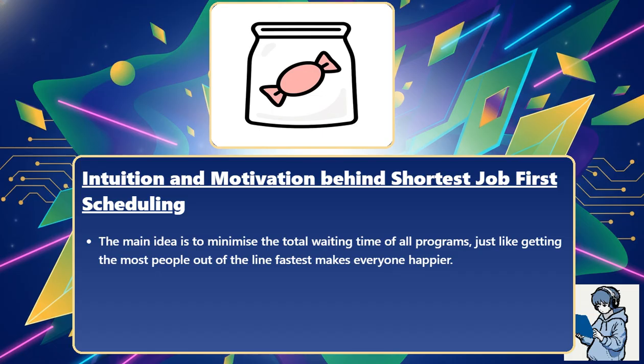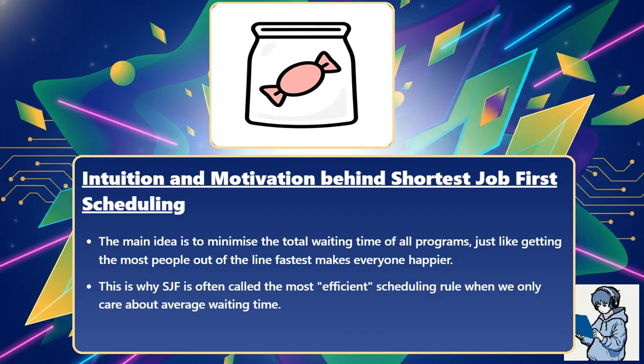The main idea is to minimize the total waiting time of all programs, just like getting the most people out of the line fastest makes everyone happier. This is why SJF is often called the most efficient scheduling rule, when we only care about average waiting time.